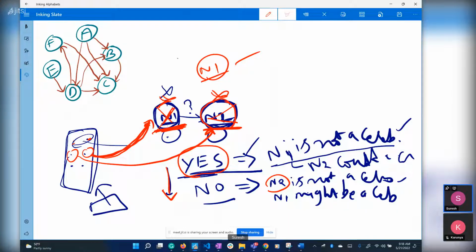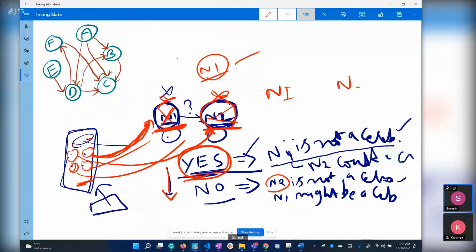Finally, after processing all the people, what happens is we will get no more persons in the hall, and we will get an answer. Let's say we got ni and nj. This is i, and this is j. You process these many people.